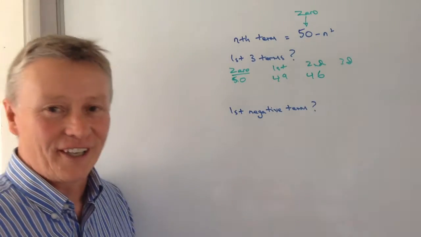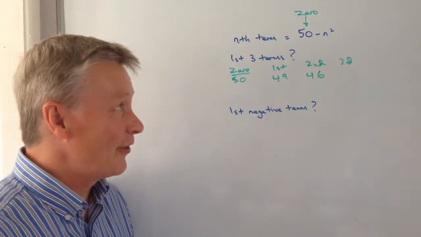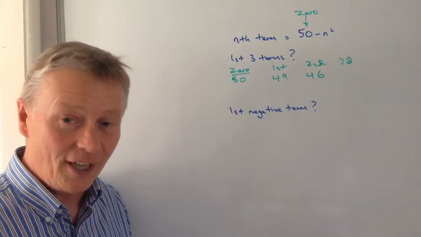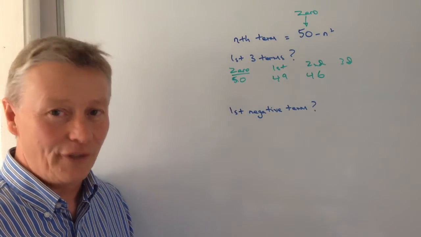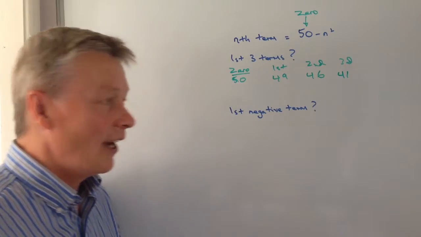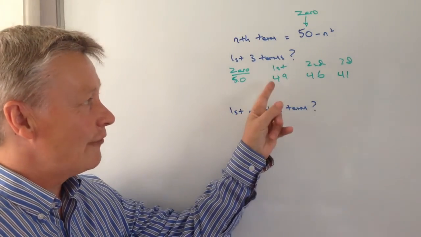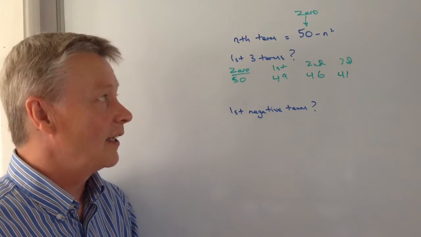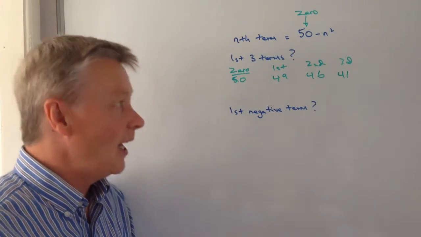And then you could work out the last one, which is the third term. It's going to be 50 minus 3 squared. Well, 3 squared is 9. 50 minus 9 is going to be 41. Okay, so those are the first three terms or three places of this particular arithmetic sequence.